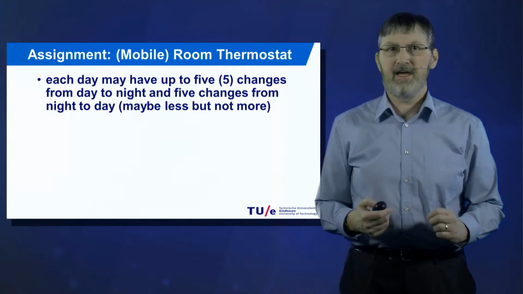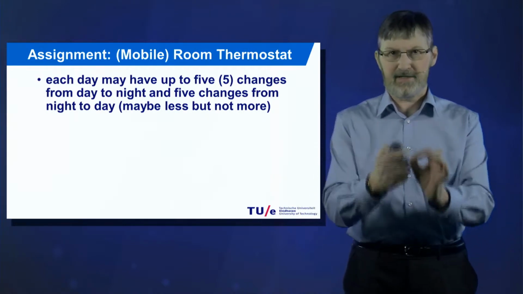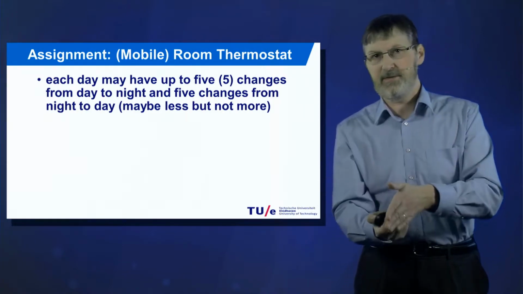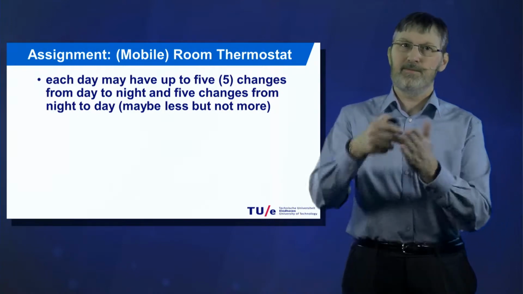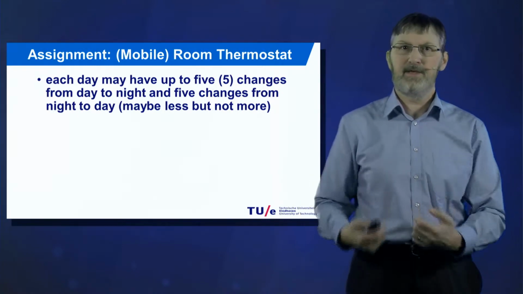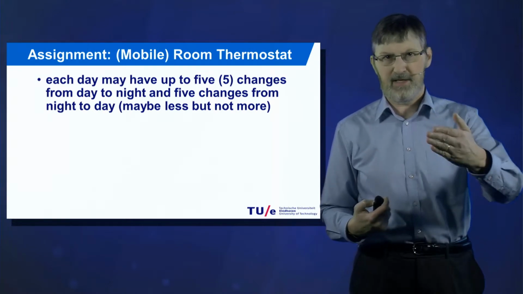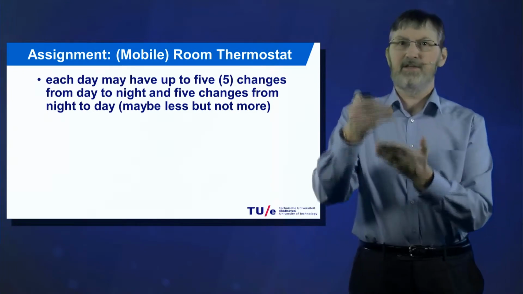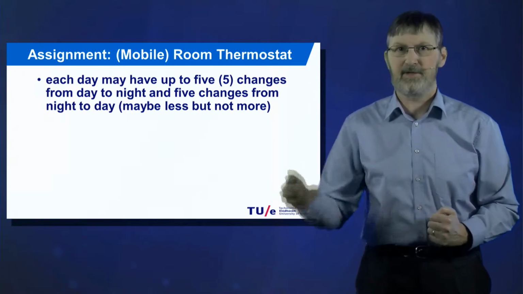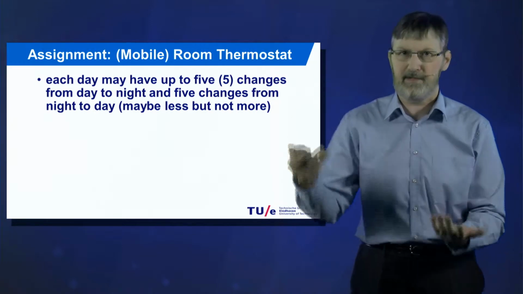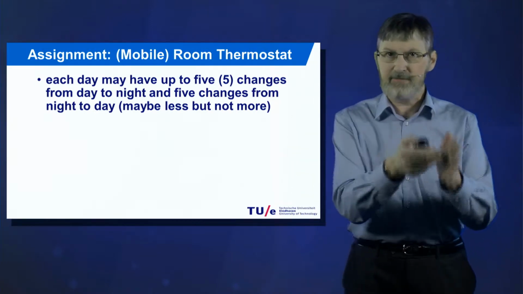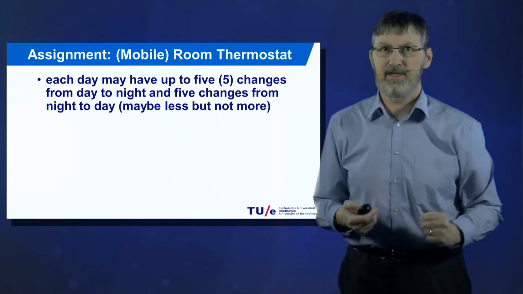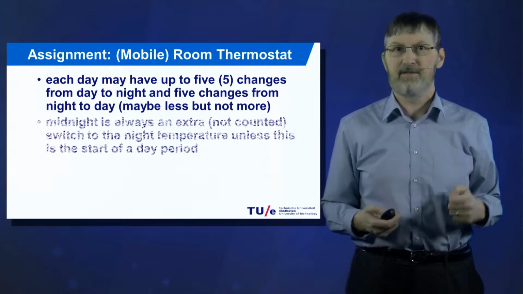Each day may have up to exactly 5 changes from the day temperature to the night temperature, and 5 changes from night to day. So maybe in the morning there is a period where you switch to day and then to night again, and then if you come home for lunch, day temperature will come on again and night temperature after lunch, and then in the evening there's again a period with day and night temperature. You can have up to 5 such periods, each time having a switch from day to night to day and from day to night.